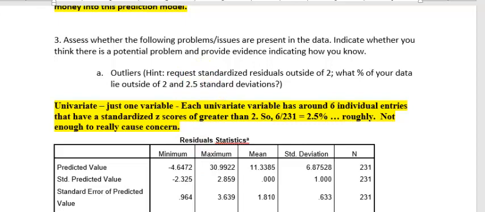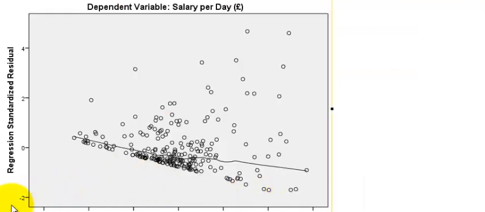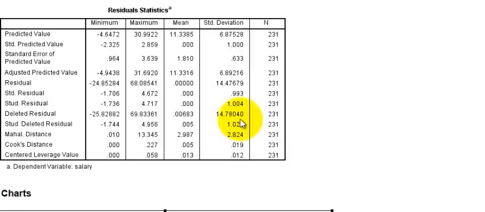I think I did check that box. Give me a second. Hold on. And there's a standardized residual, right? Our lowest was negative 1.7. That's not bad. Our maximum was 4.62, which was high.